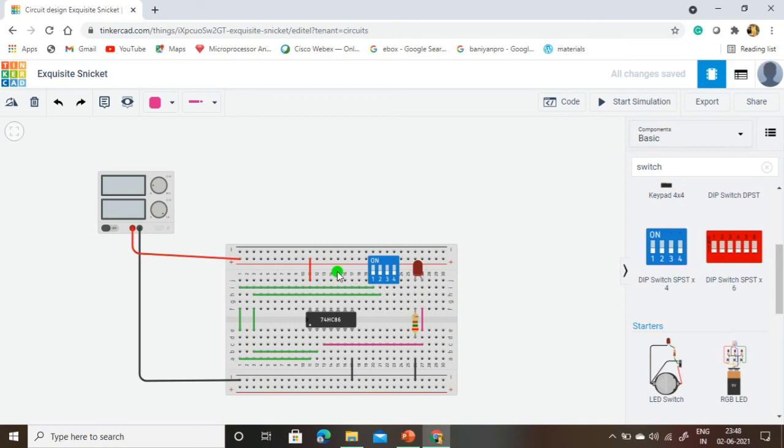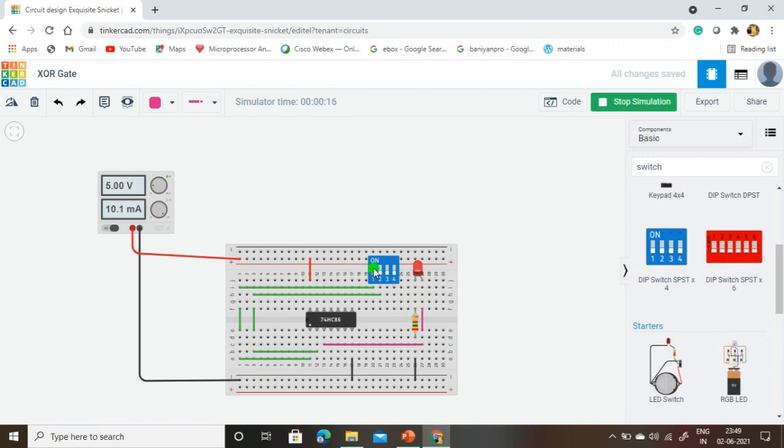Now we are going to simulate our experiment. Before simulation, just save it as XOR gate. Okay, then we are going to start simulation. In the simulation, if both the inputs are same, look at here, both the inputs are same, the output becomes low. Okay, both inputs are same. Now the input value becomes 0, 0. Both switches in off condition.